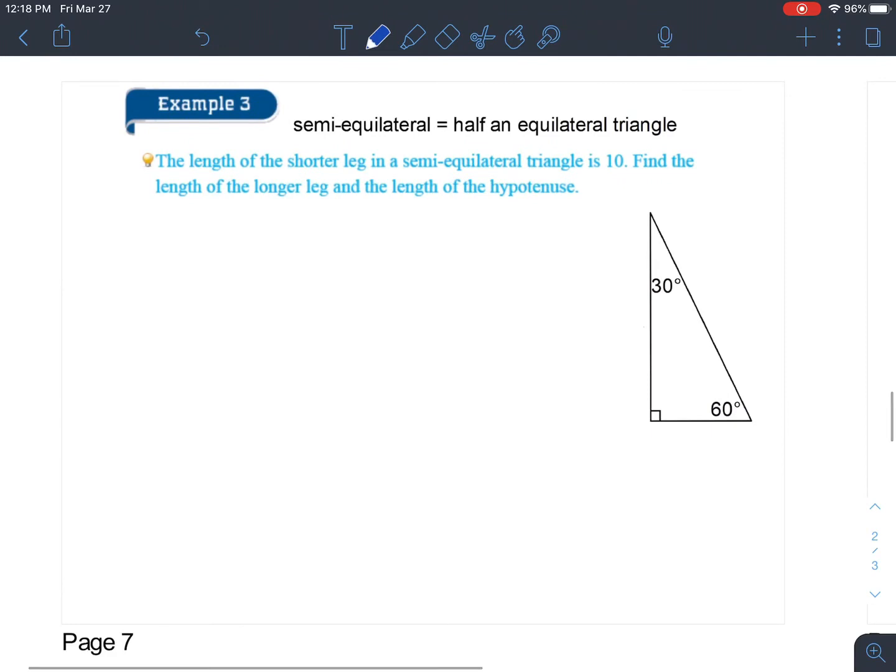Okay, so in this question we have a semi-equilateral triangle, which just means we have half of an equilateral triangle. I've already gone and broken it up for us here. It says the length of the shorter leg in a semi-equilateral triangle is 10. Find the length of the longer leg and the length of the hypotenuse. So the shorter leg we're told is 10, and then we're supposed to find the other two sides.